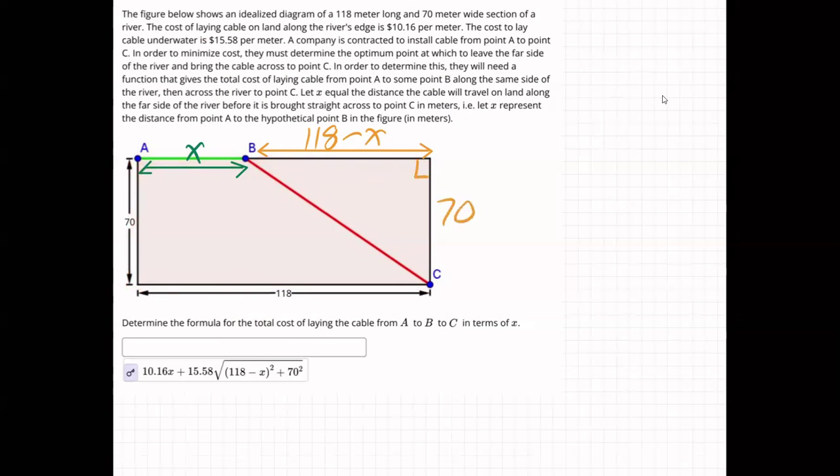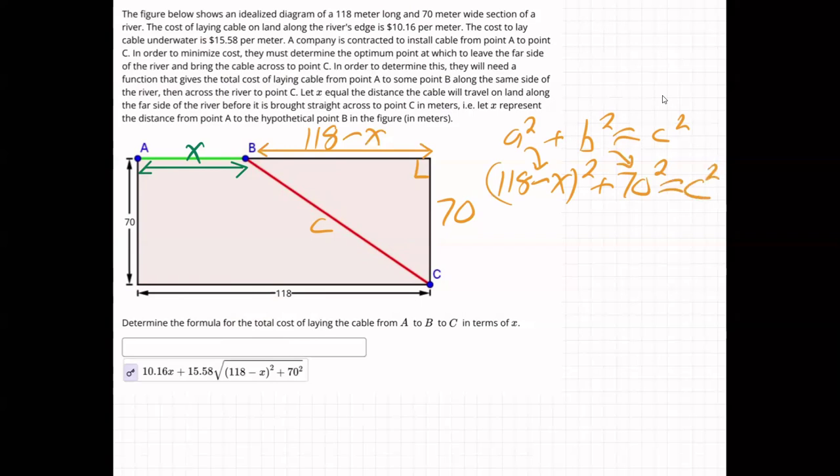We have a right triangle. We can do a squared plus b squared is c squared. Tracking with me? A squared plus b squared is c squared. This is our c, a little bitty right triangle right there. Whenever you have a right triangle, you can do that. So (118 minus x) squared, that's a, plus 70 squared, that's b, equals c squared. How do we get just c? Take the square root on both sides. And so then we have the square root of (118 minus x) squared plus 70 squared.